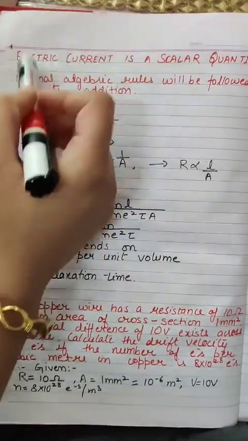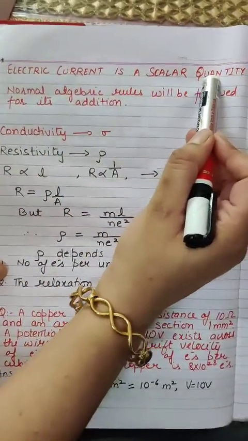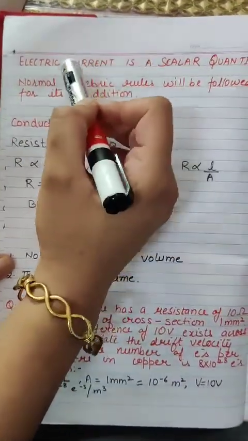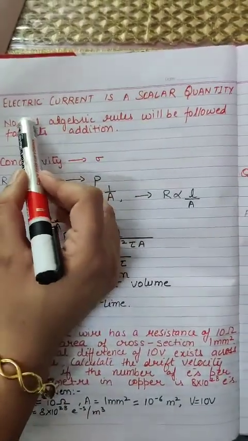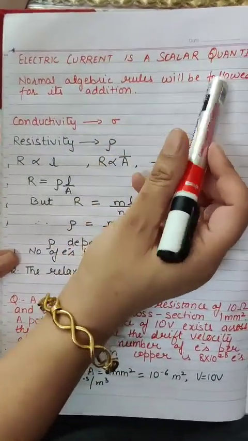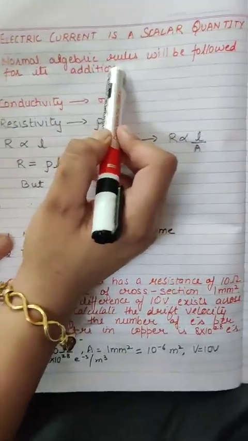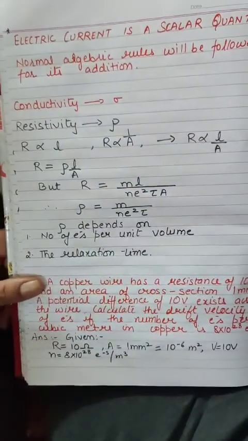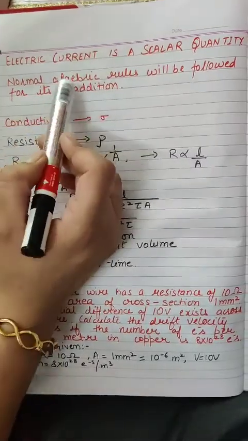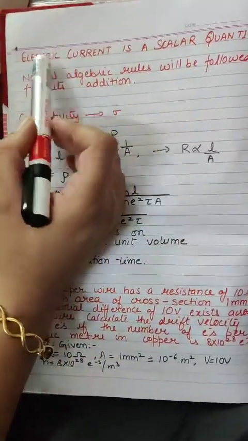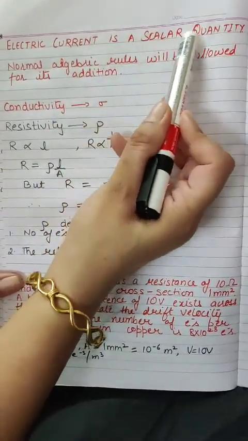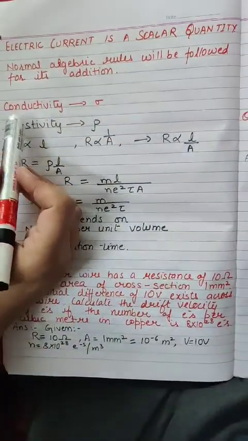Now before moving further, you should know that electric current is a scalar quantity. We do not take electric current to be a vector quantity. It is a scalar quantity, and normal algebraic rules will be followed for its addition. We do not have to follow vector rules for it. We just have to follow normal algebraic rules. Always keep it in your mind, electric current is a scalar quantity.